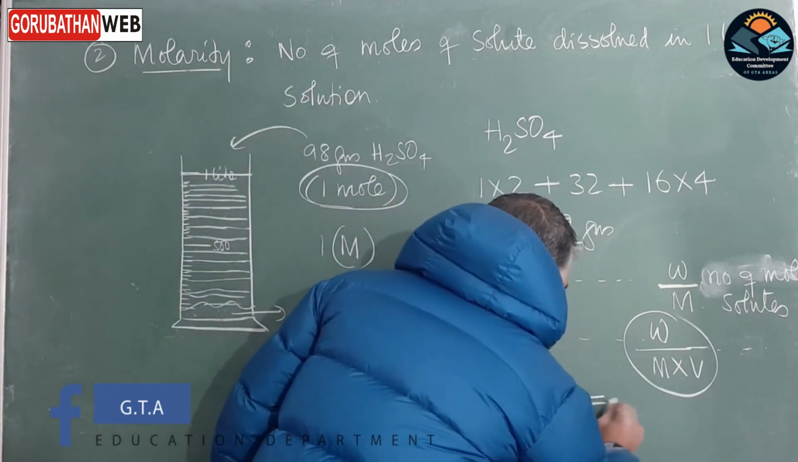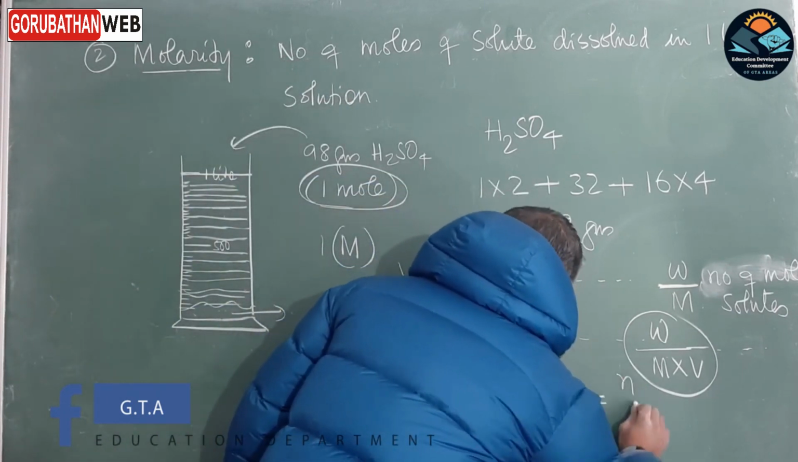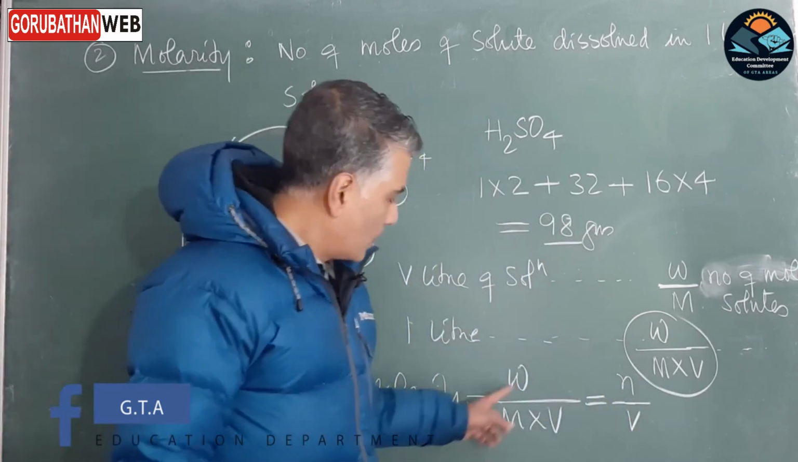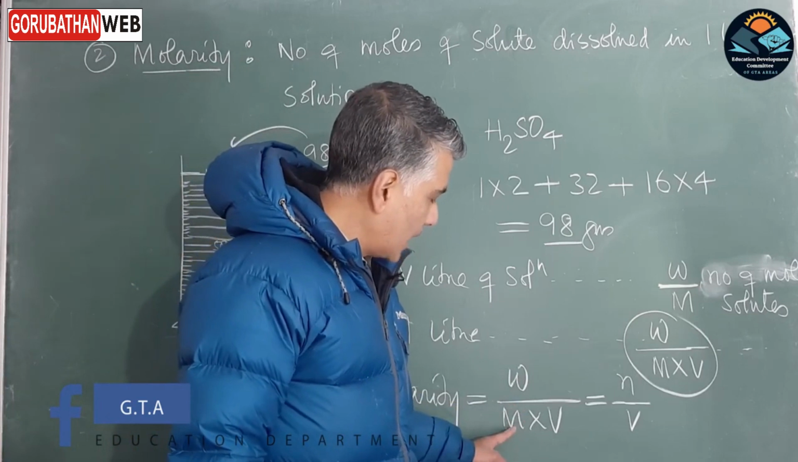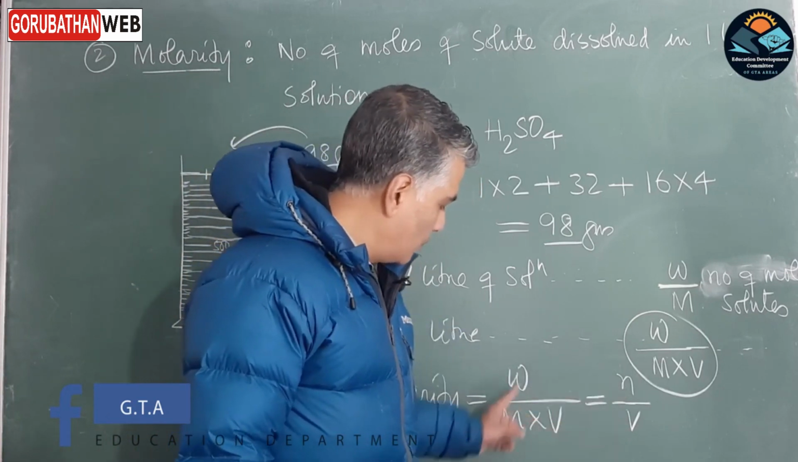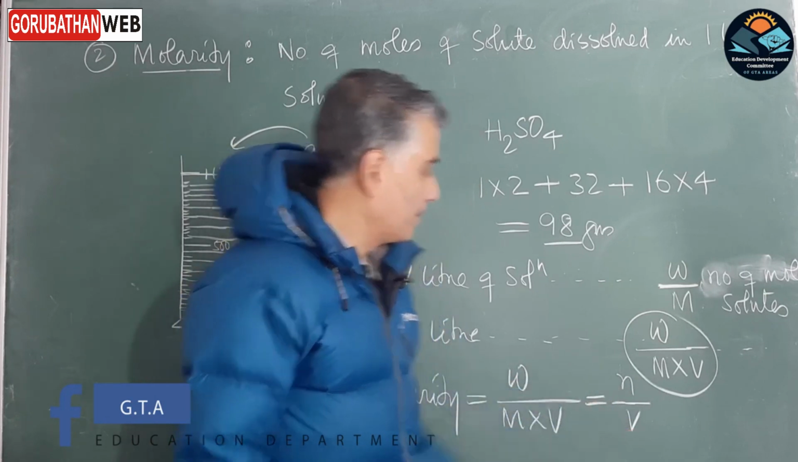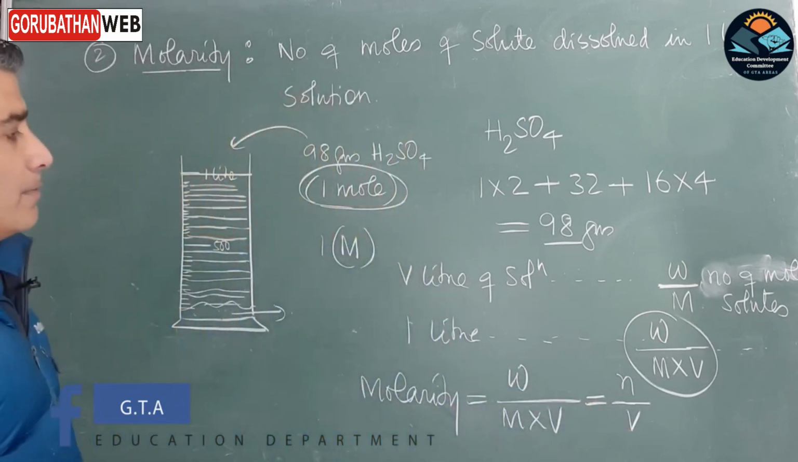Sometimes the formula of molarity is also modified and written as N by V. Is this right? This is right. Why? Because mass by molecular mass, can't you write that as number of moles? So W by M I'm writing as N, number of moles, and then divided by V. So that's how molarity is found.